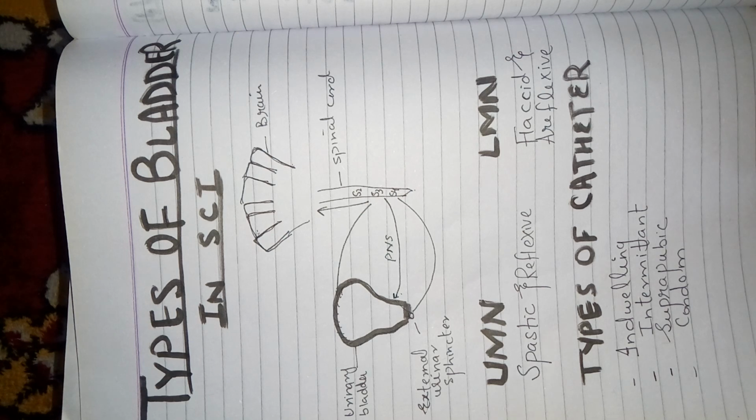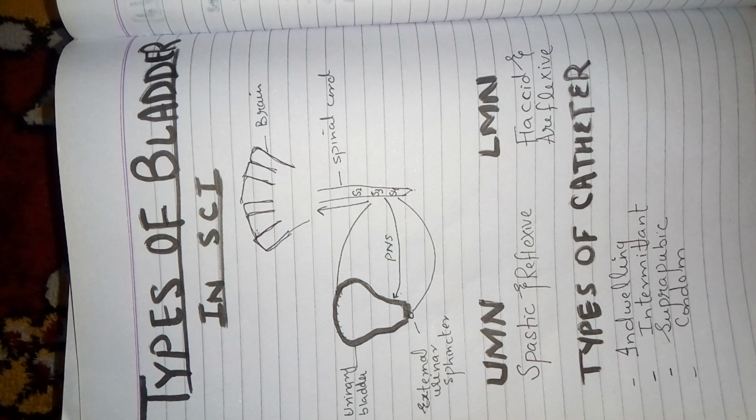Now there is another thing, that is the external urethral sphincter. External urethral sphincter is something different from the type of the bladder. Like if the bladder is spastic, that does not give you a surety that the external urethral sphincter will also be spastic. It can be flaccid or spastic. Similarly, if the bladder is flaccid, the external urethral sphincter can again be flaccid or spastic.